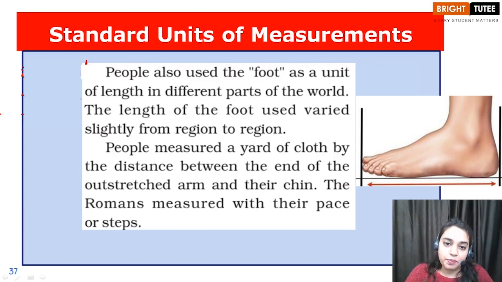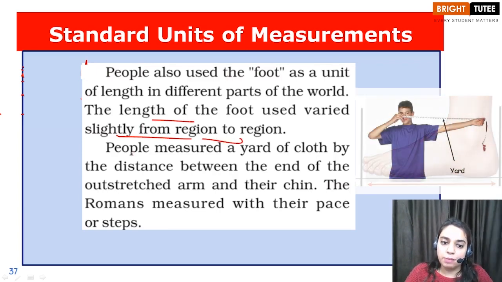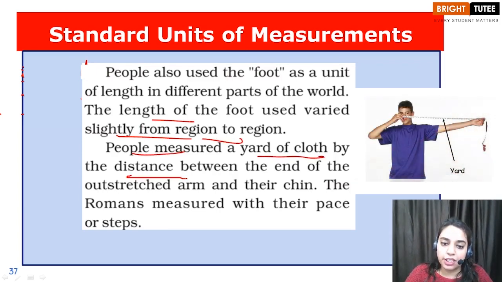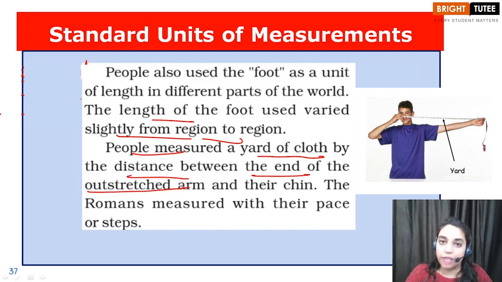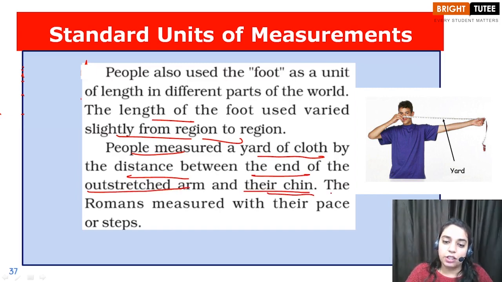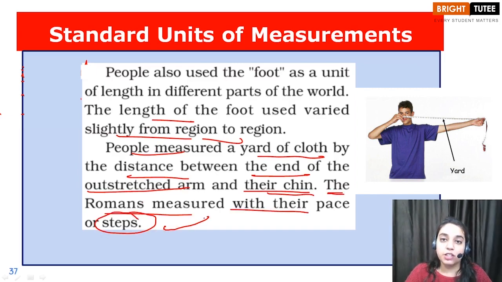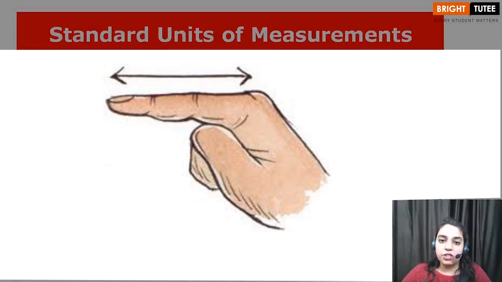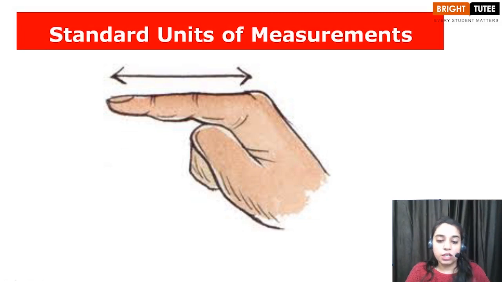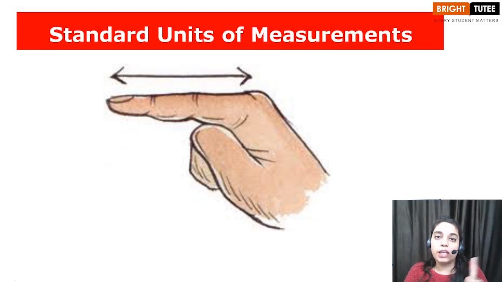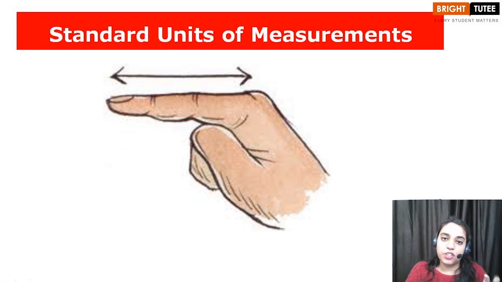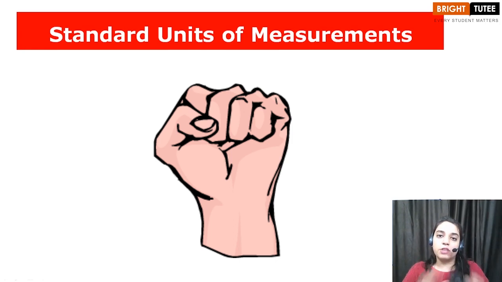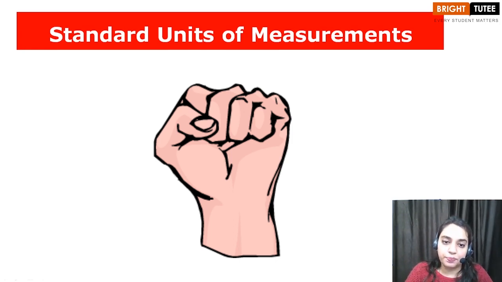The length of the foot varied slightly from region to region. People measured a yard of cloth by the distance between the end of the outstretched arm, that is the tip of the middle finger, and their chin. Whereas the Romans used their pace or footsteps as the unit of measurement, right? But in India, for smaller lengths, we used our finger and called it 1 angul. For measuring small objects, we also use our fist, which we call mutti. Right children?